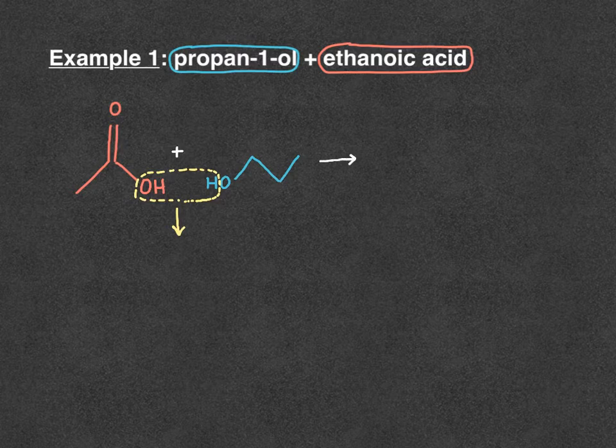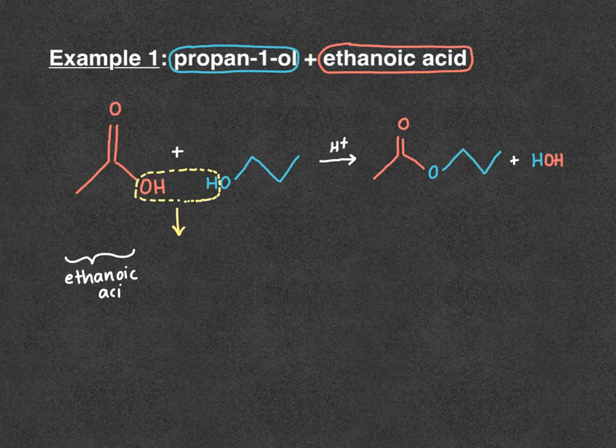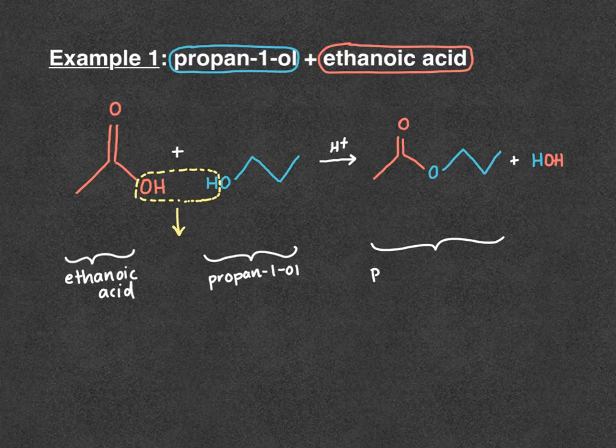So we're going to do this in the presence of an acid catalyst, and our product is going to be, so our ethanoic acid component, and then the alcohol component. And then our inorganic byproduct will be water. So I'm just going to write that as HOH. And we can name these parts. So we have ethanoic acid, propan-1-ol, and then our product is propyl, that's our alcohol component, and then ethanoate, that's our acid component, and we change the ending of the name to oate.